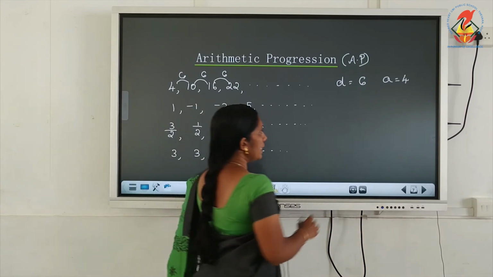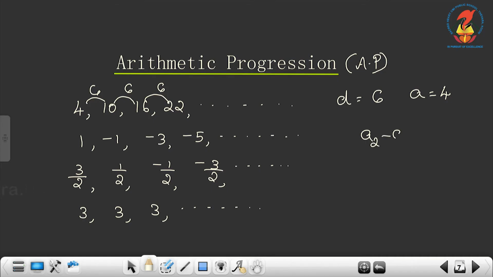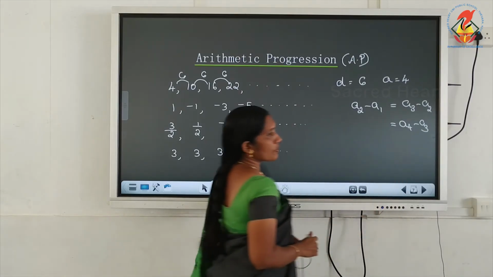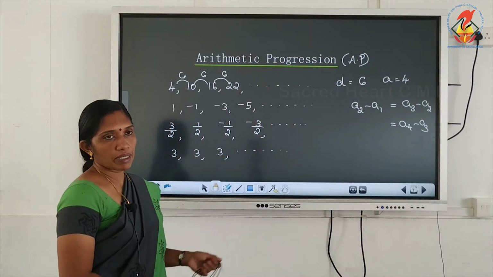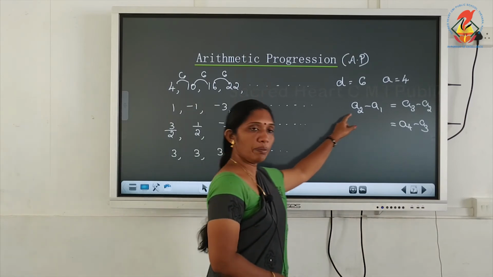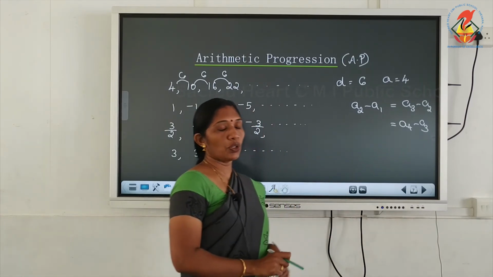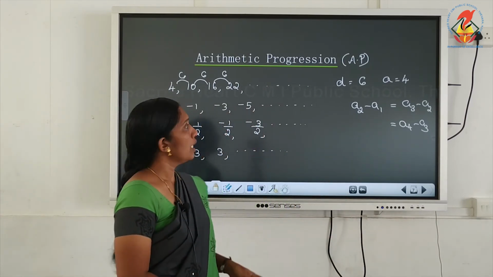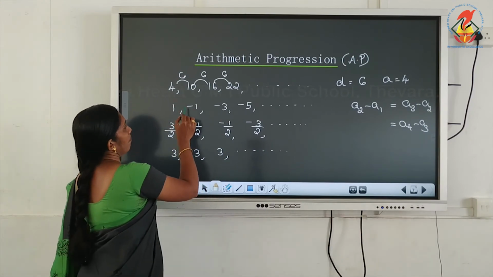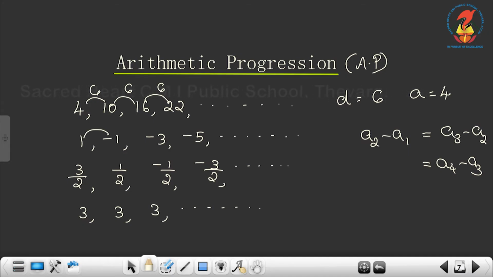You have to find the difference, that is A2 minus A1 should be equal to A3 minus A2, that should be equal to A4 minus A3, like that. The difference between two consecutive terms must be equal, but the order is also important. A2 minus A1, you can't do A1 minus A2. So is it an AP?